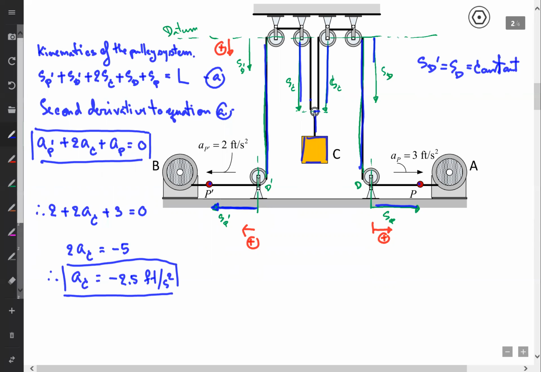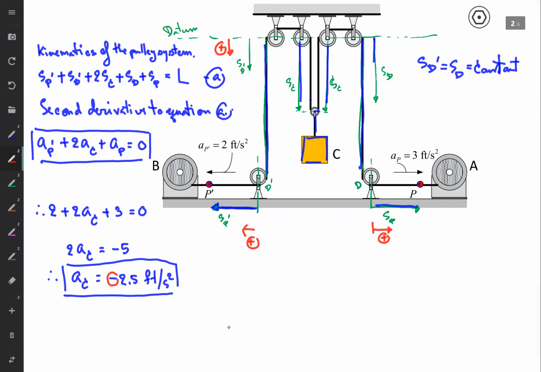The negative sign means that the acceleration of C is opposite to the positive sign convention that we set up, because the datum is over here and we measure the point C from the datum, so going down is positive. But the acceleration that we determined is negative, so it means that the acceleration of point C should go up.